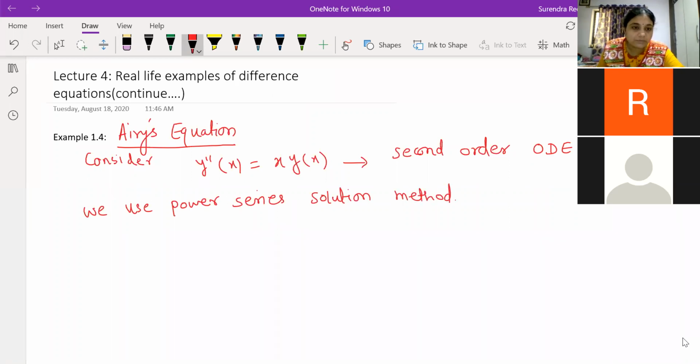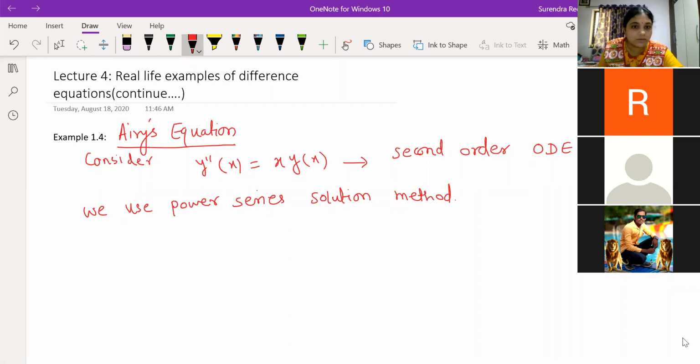Whatever I am writing, can you see this? Yes, ma'am. Just now I have written the Airy equation y double dash of x equal to x times y of x, and then I wrote we use power series solution method. I am using a red pen to write. So can I go ahead now? Yes, ma'am.